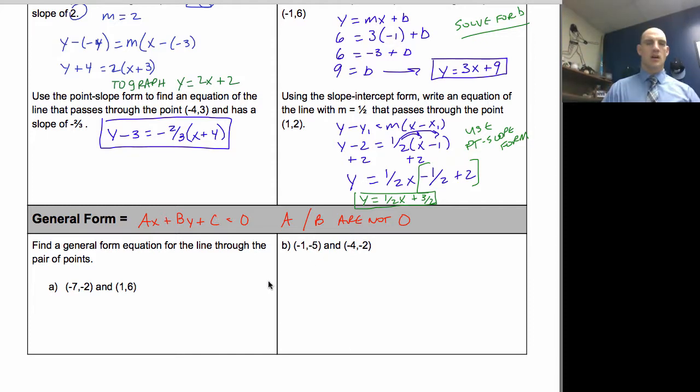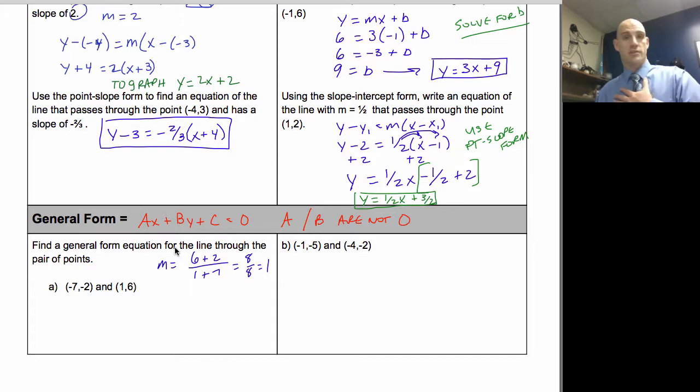So here we go. They're going to start us with 2 points. Well, in order to have an equation, I've got to have a slope. So let's find the slope first. So I'm just going to find my slope like normal. So I'll have 6 plus 2, because that would be 6 minus a negative 2. And then I'd have 1 minus a negative 7, so 1 plus 7. So I've got my slope is equal to 8 over 8, which is equal to 1. So my slope is 1.